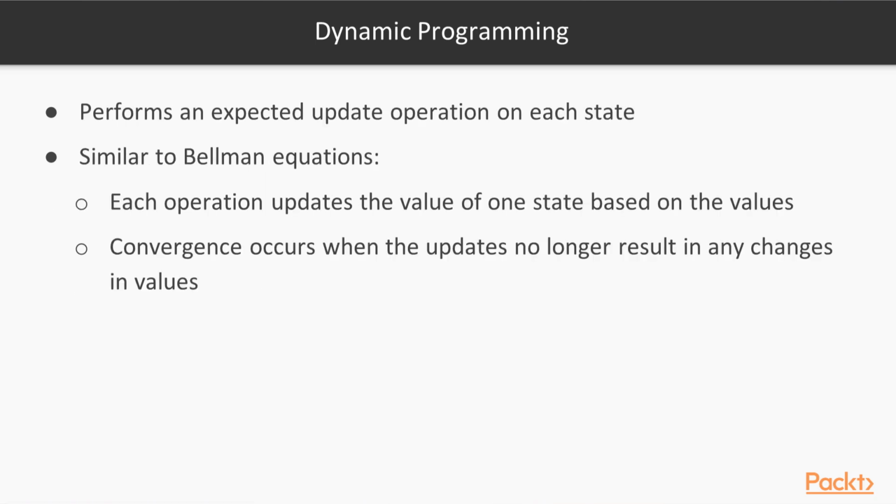Classical dynamic programming methods operate in sweeps through the state set, performing an expected update operation on each state. Each operation updates the value of one state based on the values of all possible successor states and their probabilities of occurring. Expected updates are closely related to Bellman equations. Bellman equations are basically these equations turned into assignment statements. When the updates no longer result in any changes in value, convergence has occurred to values that satisfy the corresponding Bellman equation.